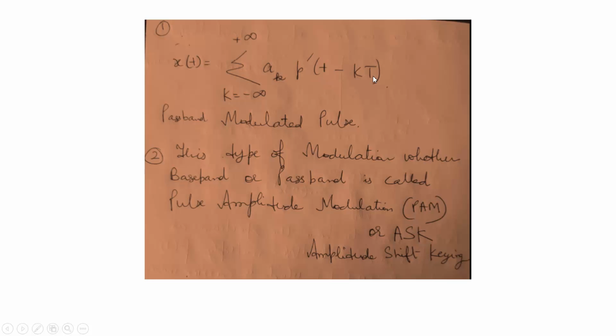All right, but ultimately, here it is p(t - kT), and here it will be p'(t - kT). So this is the passband modulated pulse. Now this type of modulation, whether baseband or passband, is called pulse amplitude modulation, because we are using the amplitude, either plus 5 volt or minus 5 volt as an example, to represent ones and zeros. This is also known as amplitude shift keying. So we have two types of modulated pulses: the baseband modulated pulse and the passband modulated pulse.